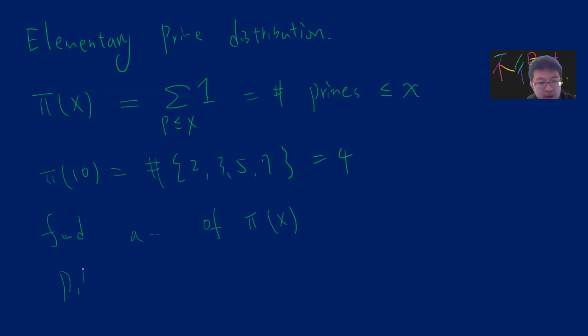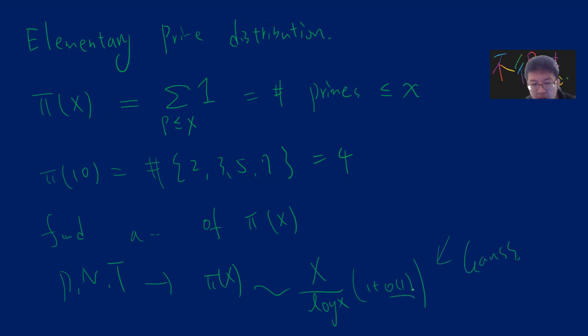The standard prime number theorem tells you that pi of x is approximately x divided by log x, times 1 plus little o of 1. This was proved by Gauss. The least error term is very difficult, connected to the famous Riemann hypothesis. I will talk about this in more advanced videos in the future.